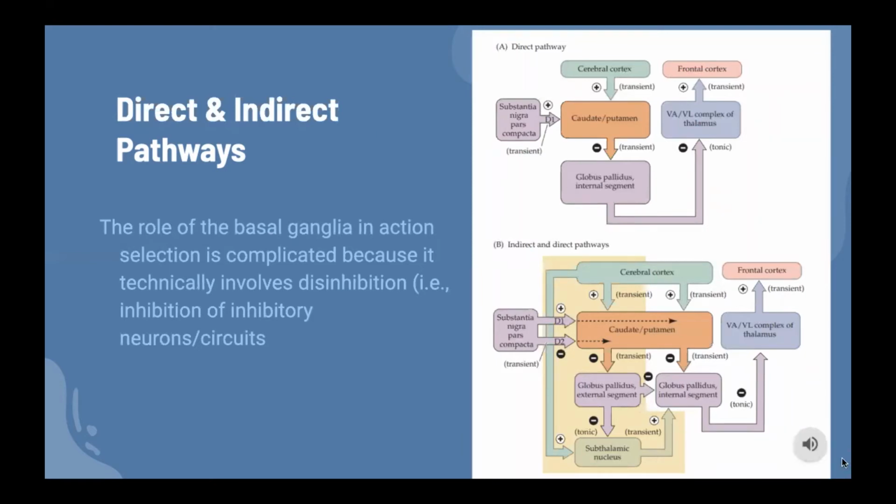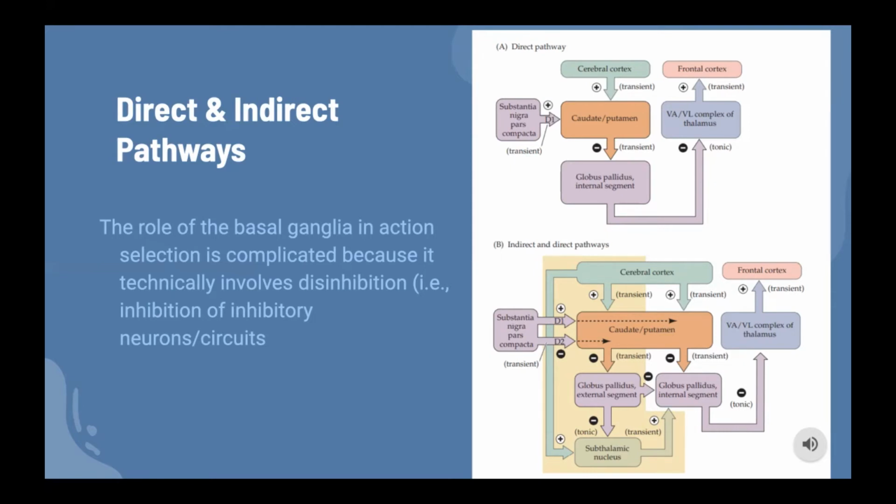The role of the basal ganglia in action selection is complicated due to its involvement in disinhibition. The direct pathways initiate movement, while indirect pathways inhibit or terminate movement. The direct pathway includes excitatory signals such as glutamate that are sent to the striatum from the motor cortex. The striatum then sends inhibitory neurons such as GABA to the globus pallidus internal segment and the substantia nigra. Then the globus pallidus and substantia nigra send inhibitory neurons to the thalamus, which then sends excitatory neurons back to the motor cortex. Thus, the direct pathway allows for disinhibition of thalamic control and motor planning.